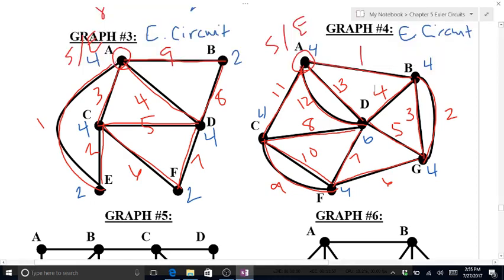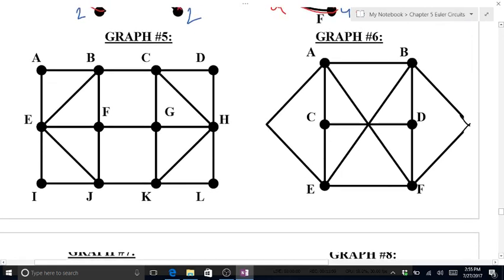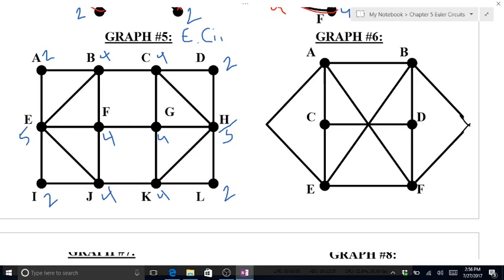Okay. Moving right along, graphs 5 and 6. A has a degree of 2, B is 4, C is 4, D is 2, E is 5, F is 4, G is 4, H is 5, I is 2, J is 4, K is 4, and L is 2. And we've got another circuit.